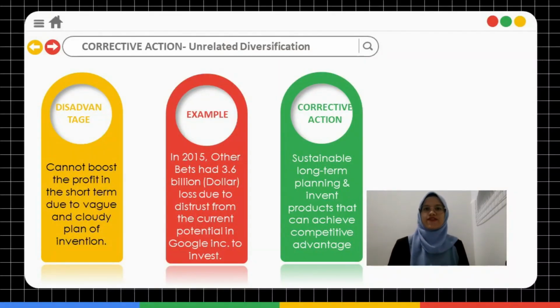Looking at the corrective action, the disadvantage of having to create an unrelated product or services for a new company is that it cannot boost the profit in the short term due to the vague and also cloudy plan of invention. Thus, organizations need to provide a sustainable long-term planning and studies on the interests of stakeholders to achieve the competitive advantage.